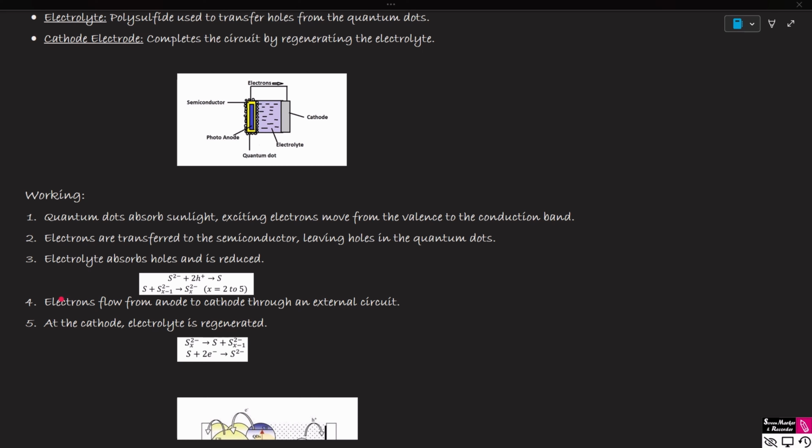Okay. Now the electrolyte absorbs the holes and is reduced. The electrolyte is initially negatively charged. Since holes are positively charged, the electrolyte absorbs the holes and it is reduced. So we need to write this reaction and highlight this. See, we can see S raised to 2 minus. Minus means electrons. As the holes are positively charged, it gets reduced. So we need to write the reaction.